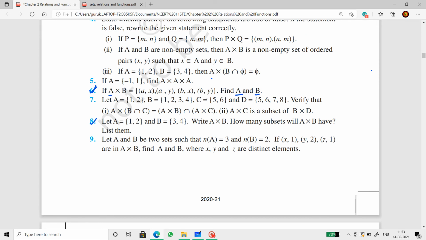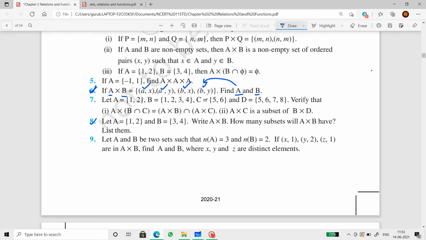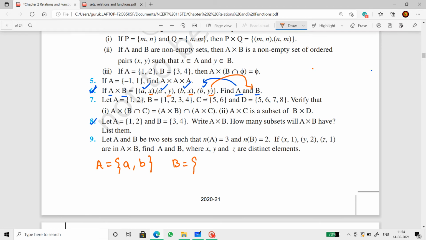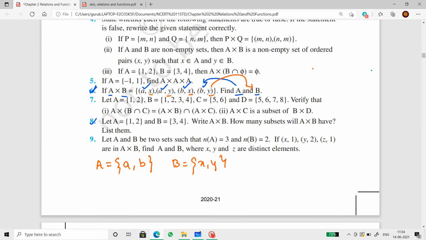Well, if it's A cross B, all the first elements will come from the A set, isn't it? All the second elements, that's y, x, will come from the B set, right? So, the A set will contain a and b, whereas the B set contains x and y, right? Remember, elements should not be repeated inside a set.